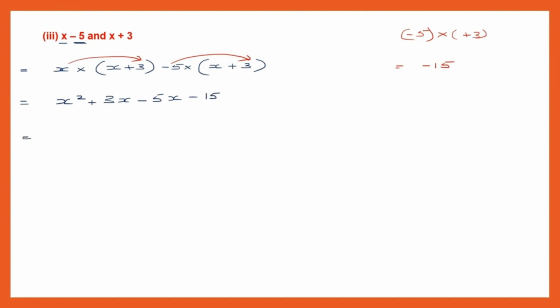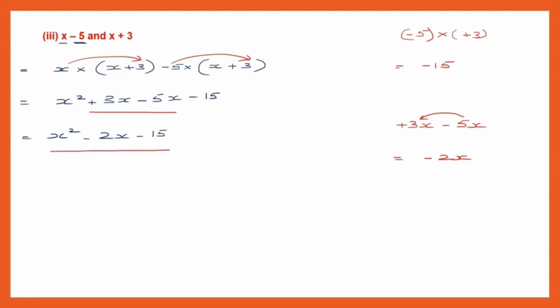So here we have x square and then we have plus 3x and minus 5x, which are like terms, so we can work that out. So plus 3x minus 5x. Signs are different, so put the sign of the bigger number and subtract 5 minus 3. That is 2, minus 2x. So here we can write minus 2x and then what is left is minus 15. So this is our answer. X square minus 2x minus 15.